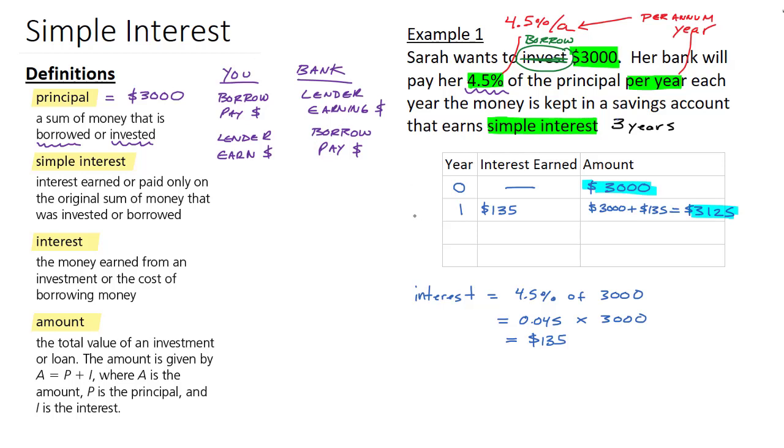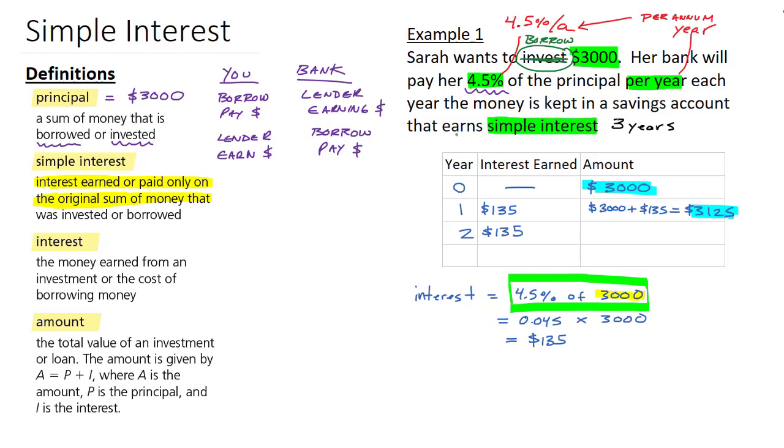Now, it follows the same way. For year 2, she gets $135 again. It's the same interest every year. It doesn't go up or go down. She's only getting 4.5% interest on the original $3,000. And that's the key to simple interest, because when we get into compound interest in the next lesson, it's different. So remember this. With simple interest, and I'm going to come over here and highlight what it says here, the interest earned or paid only on the original sum of money that was invested or borrowed. So you're only getting it on that $3,000.